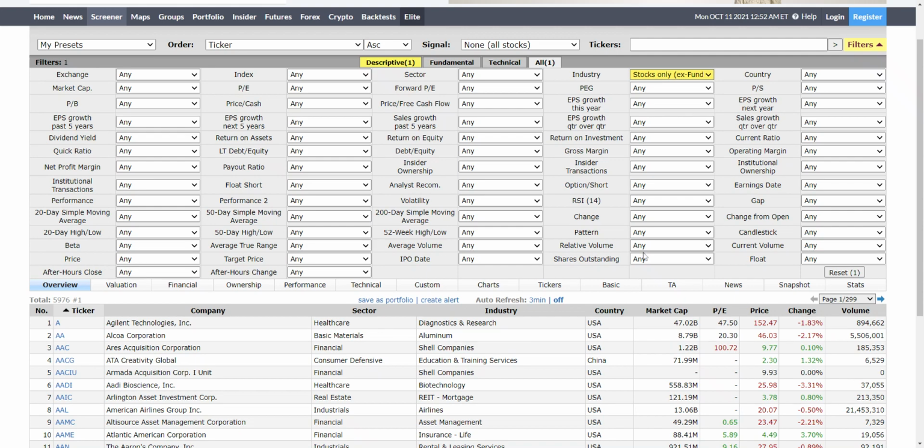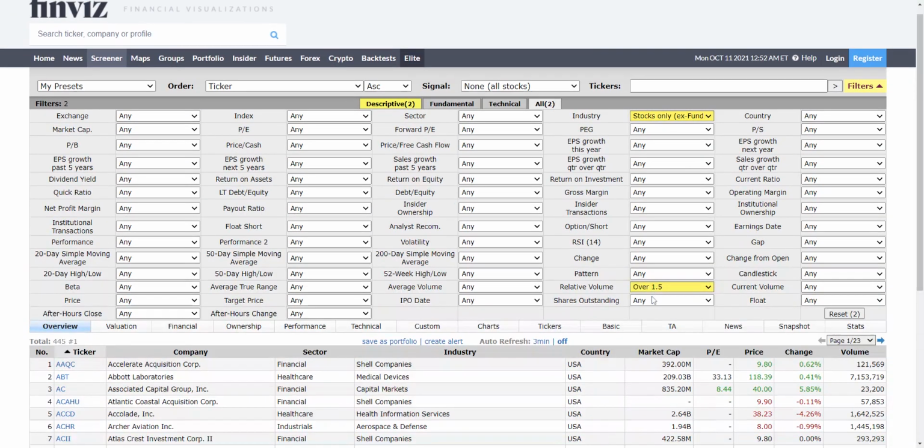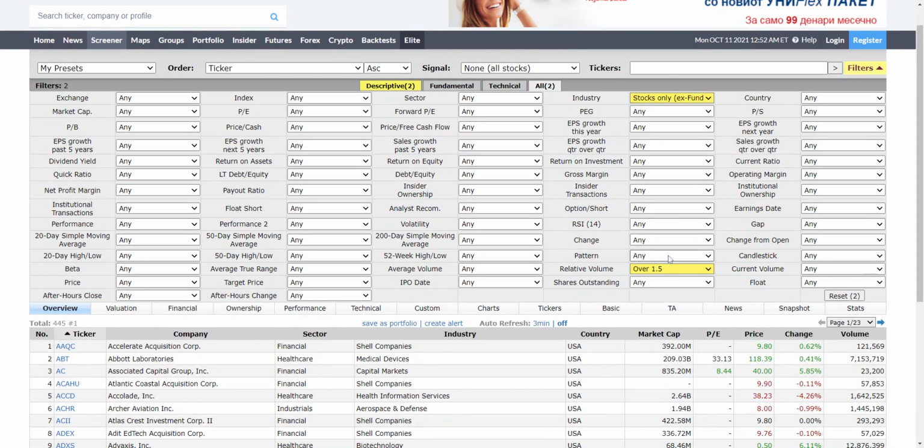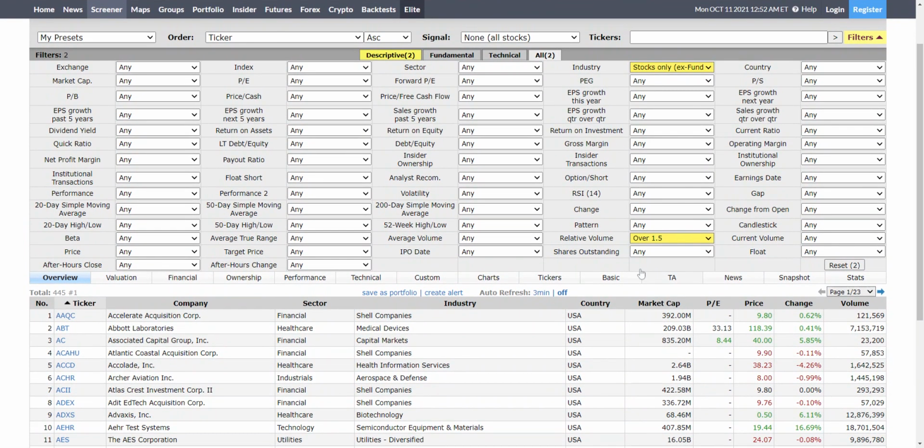In this case, I always look for over 1.5. Why 1.5? For example, if the past day's volume was around 150k, then 150k times 1.5 or over shows that it's quite volatile, and we like volatile stocks. With that said, the next thing will be the average volume.